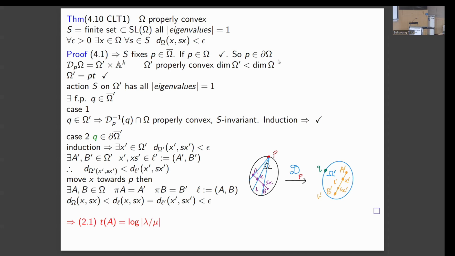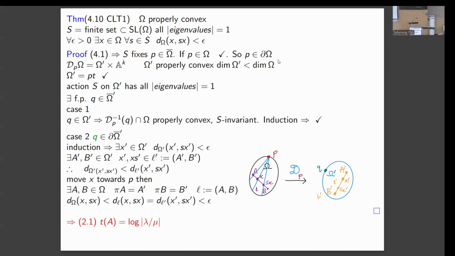It's a subset of a projective space of one dimension lower. And because omega is convex, the space of directions is a convex set. So that convex set is some properly convex set times an affine space.